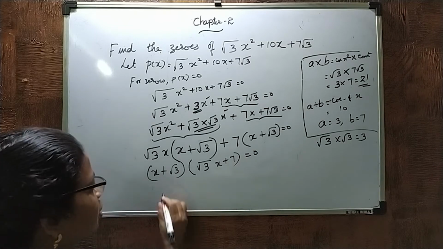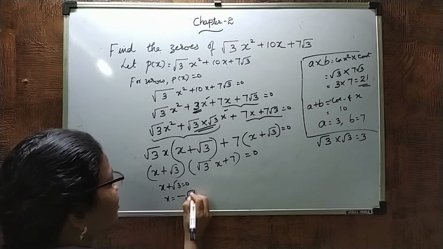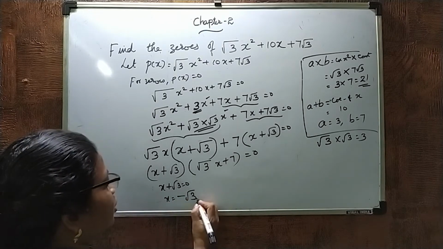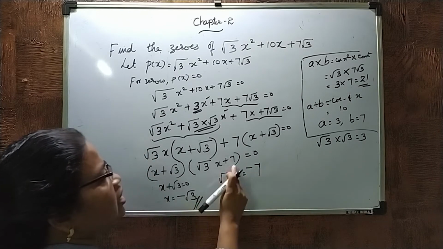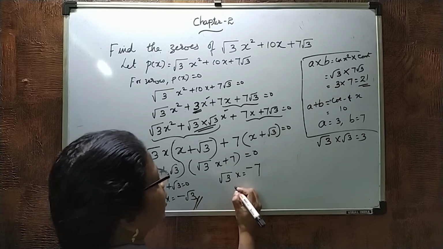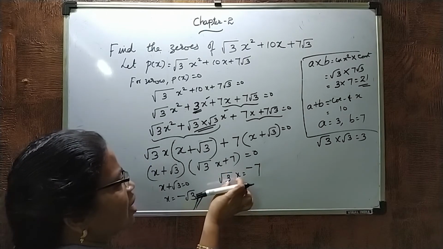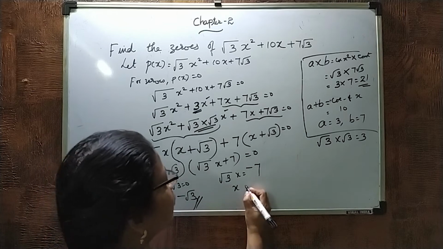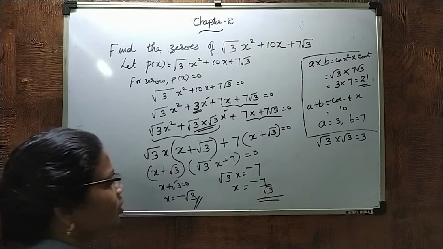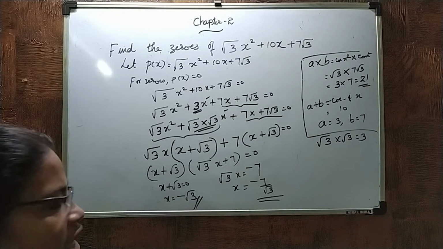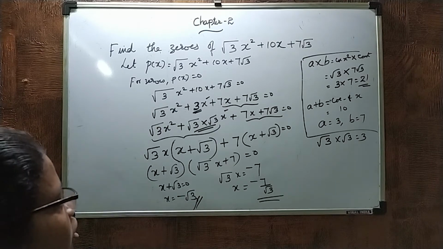Now take each one. x plus root 3 equal to 0, and x is equal to negative root 3. The next one, root 3x is equal to negative 7. So x is equal to, take root 3 to the other side. Here it is multiplication, coming to the other side it will be division. So negative 7 divided by root 3. These are the two zeros you will get: x is equal to negative root 3 and x is equal to negative 7 by root 3.